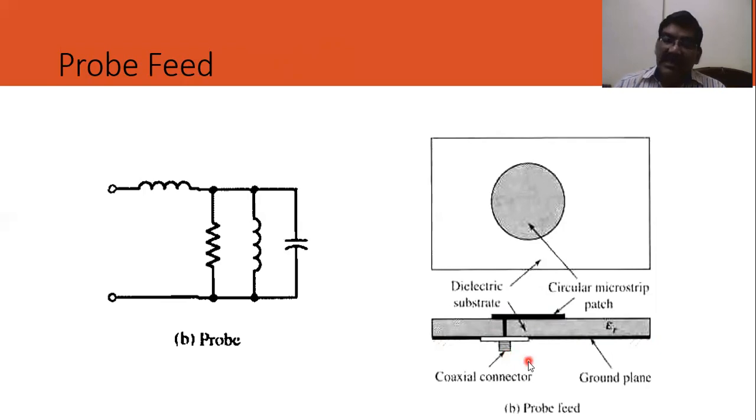Now in your coaxial connector or coaxial cable, you will have a center conductor. Generally the structure is that one is the center conductor, and the other is the outer conductor, which is of this shape. So this is the coaxial cable structure. This center conductor is the feed to the patch.